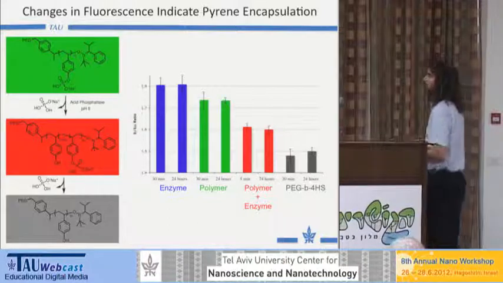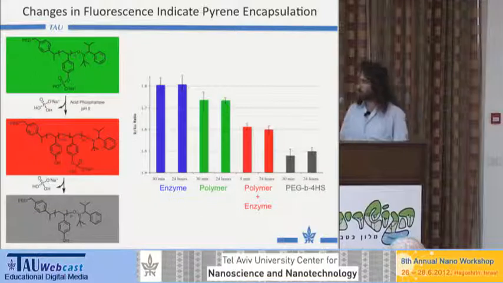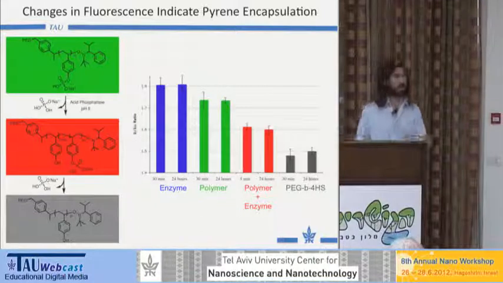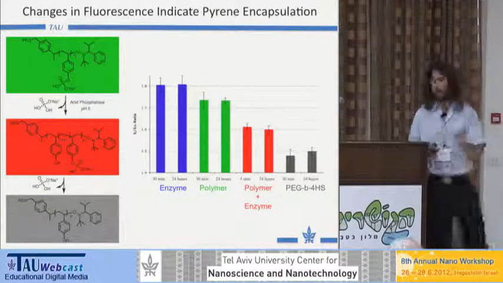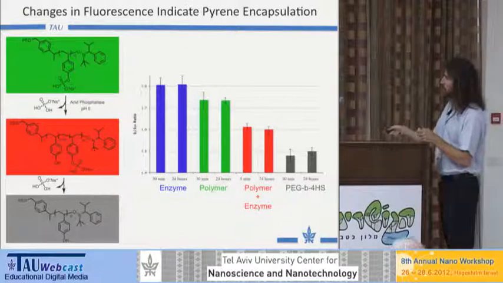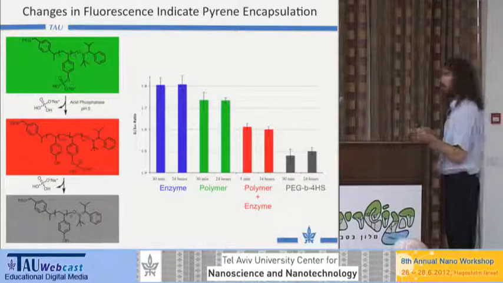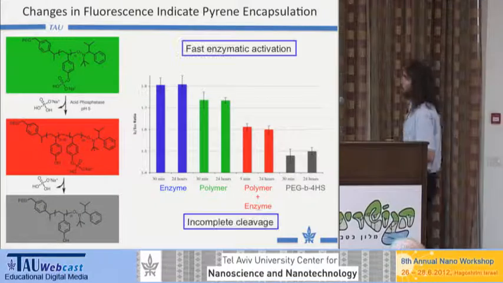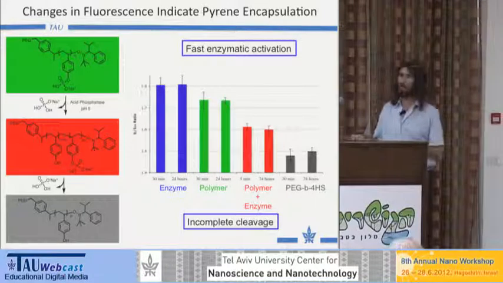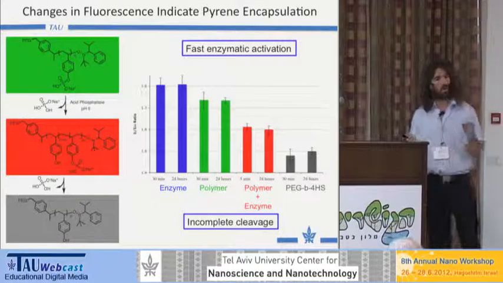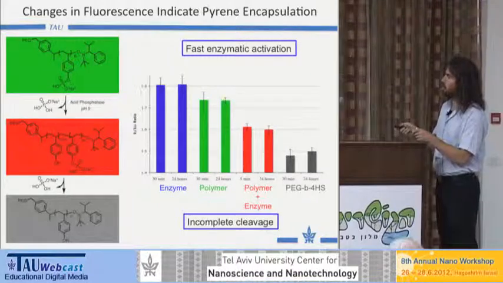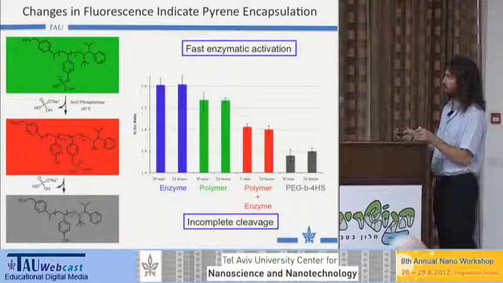In gray, you can look at the solution that I've shown you of the block polymer that was synthesized chemically, the PEG-4-hydroxystyrene, and you can see that for this, the ratio is lower than in the case of the enzyme, indicating again that we get incomplete cleavage. So the hydrophobic pockets we generate here are not as hydrophobic as in this case.